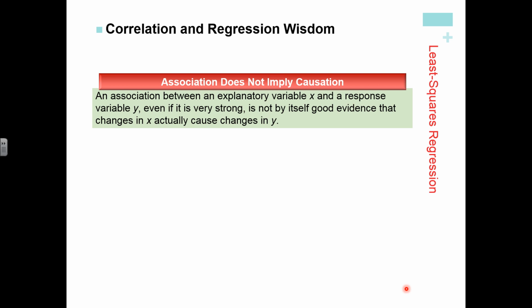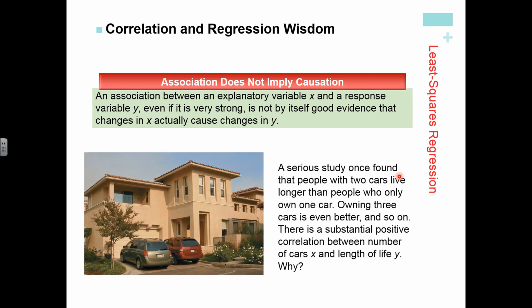Alright, and the last thing we want to make sure we understand is that association does not imply causation. So just because we see a relationship, like a positive trend or a negative trend between two variables, that does not necessarily mean that one variable caused the other variable. It could be just that there was some relationship. Like if I look at this example, it says a serious study once found that people with 2 cars live longer than people with only 1 car. Owning 3 cars is even better, and so on. There's a substantial positive correlation between number of cars X and length of life Y.